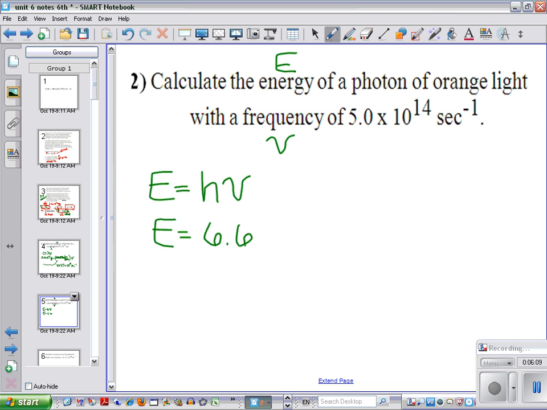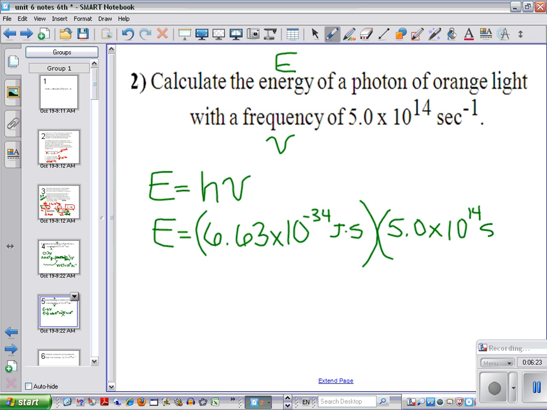Planck's constant is always 6.63 times 10 to the negative 34th joules times second. And you're multiplying it by your frequency, which is in the right units, inverse seconds: 5.0 times 10 to the 14th per second. And when you plug that into your calculator, you get 3.3 times 10 to the negative 19th, and our units are going to be joules.